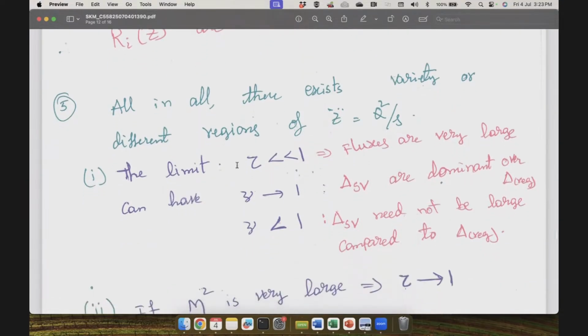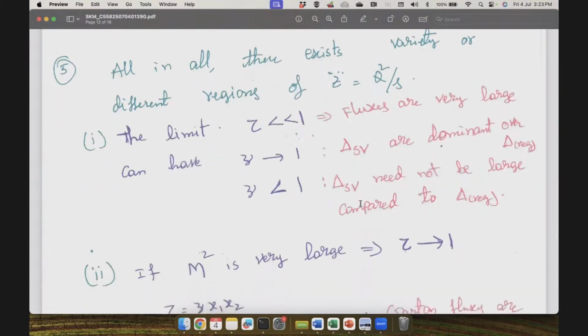Okay, so the limit tau less than 1, like the case of 10 power minus 4 for the Higgs production, or even much less than 1, like mZ square by capital S for the case of Drell-Yan Z production. Tau is much, much less than 1 implies the fluxes are very, very large. And that region can have two different configurations where z can be close to 1 or z can be less than 1. If z is close to 1, meaning the soft plus virtual corrections are dominant over the regular corrections. Whereas z much less than 1 means soft plus virtual corrections need not be large and can be compared to the regular.